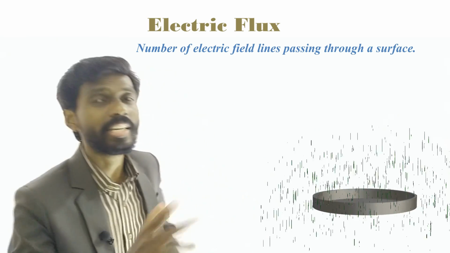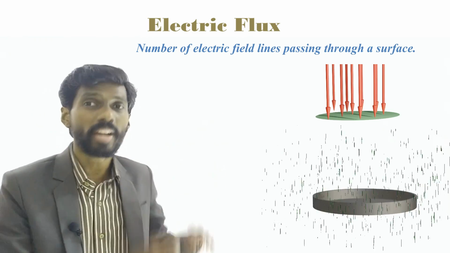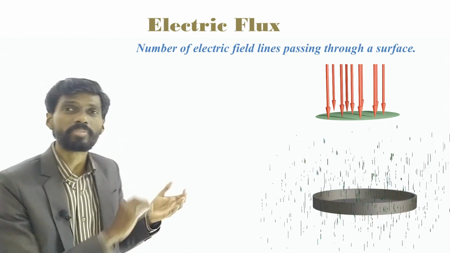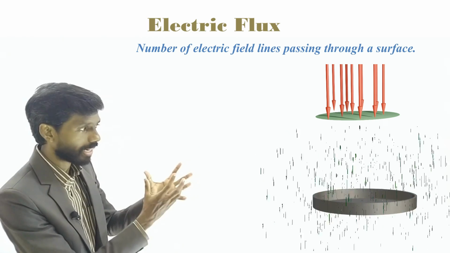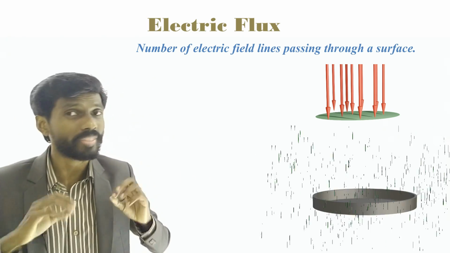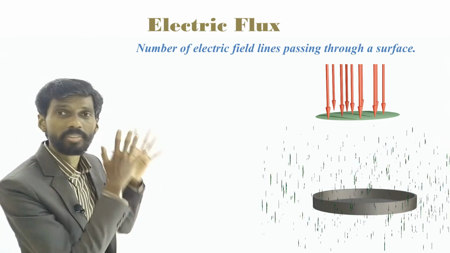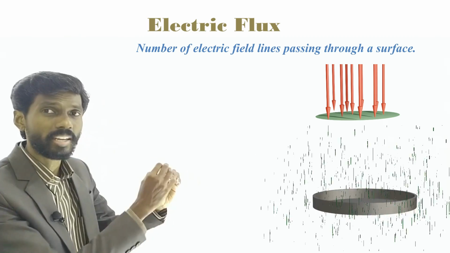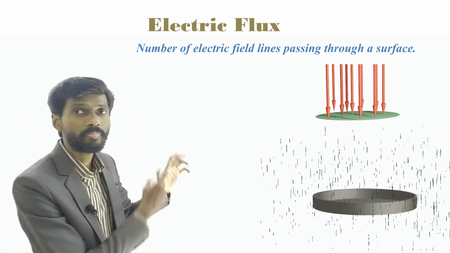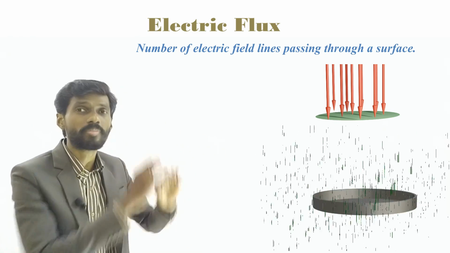Yes. So this scenario can be compared to the electric flux. See, we have electric field lines instead of the rain, and also we have a surface instead of that vessel. So the amount of water collected here can be compared to the electric flux through that surface. Do you understand? So that means this electric flux depends on the intensity of the electric field, just like the intensity of the rain here, and also the area of the surface and the angle between the surface and the direction of the electric field.